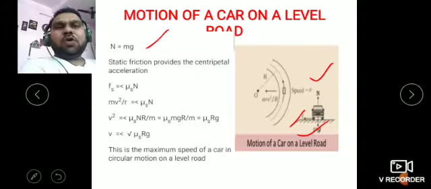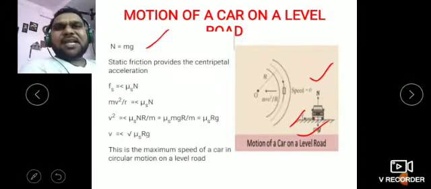Since the car is moving along a level road and taking a circular turn, in this case the static friction between the tires of the car and the road will provide the necessary centripetal force. Friction force should be greater than the required centripetal force. If friction force is not greater than the required centripetal force, what will happen? The car will leave the circular path.